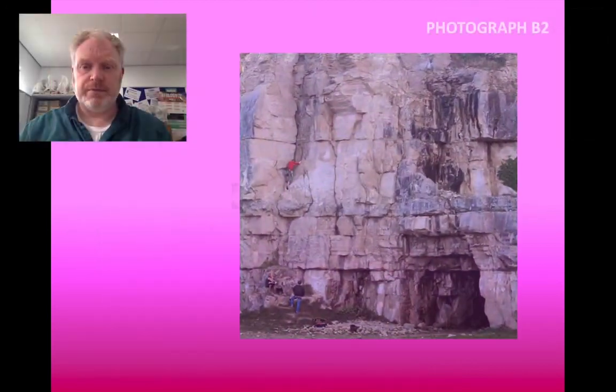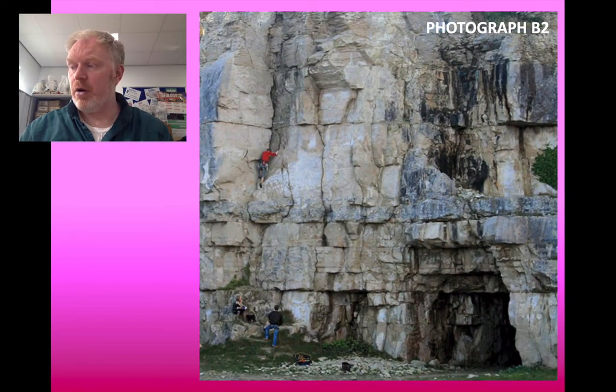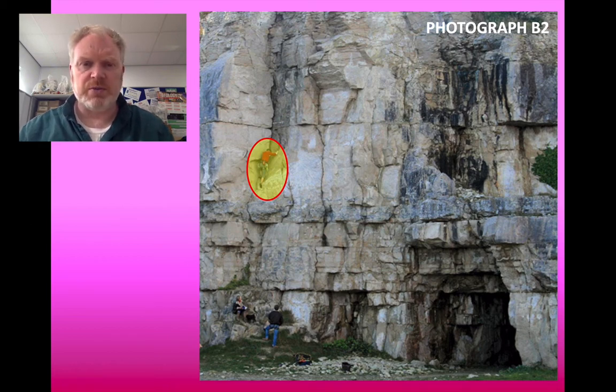Photograph B2 then shows us an outcrop of rock in an old quarry in this area. It's actually in the limestone that's marked on the map. Just to give you some idea of scale, you can see in here we've actually got a climber. So you're looking at quite a substantial outcrop of rock here. But look at the nature of that rock. What features can you see actually within that rock that might be relevant to the questions?